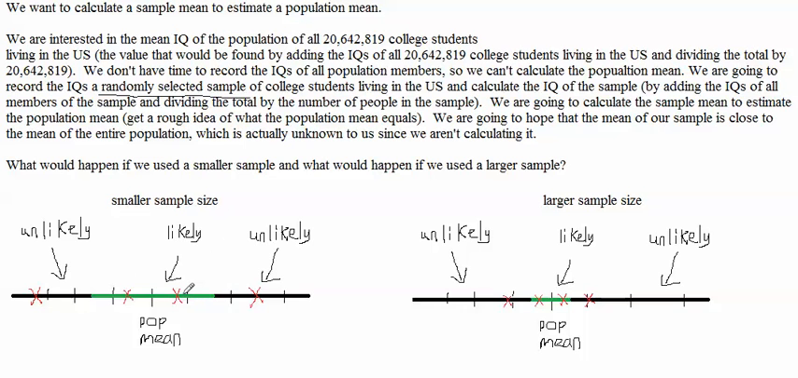Whenever you use random sampling, you're more likely to get a sample in the area closer to the population mean, and you're less likely to get a sample in the areas further away. That's true for both sample sizes, but you can see that random sampling works even better when you use a larger sample size. So let's try to summarize.